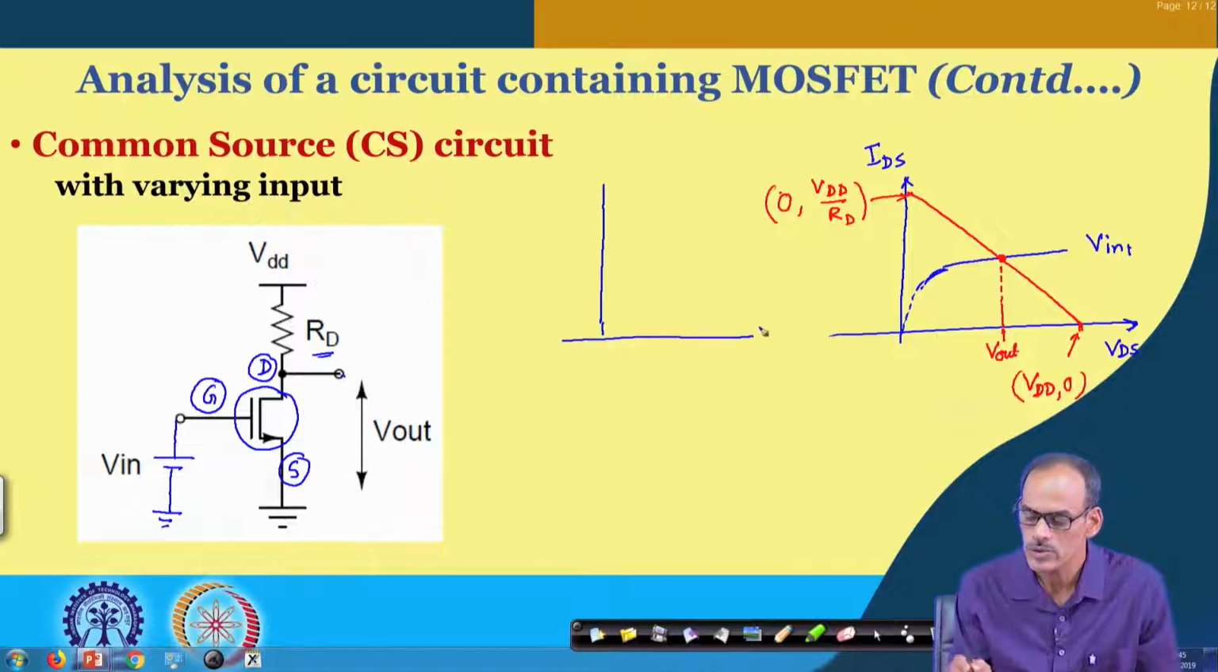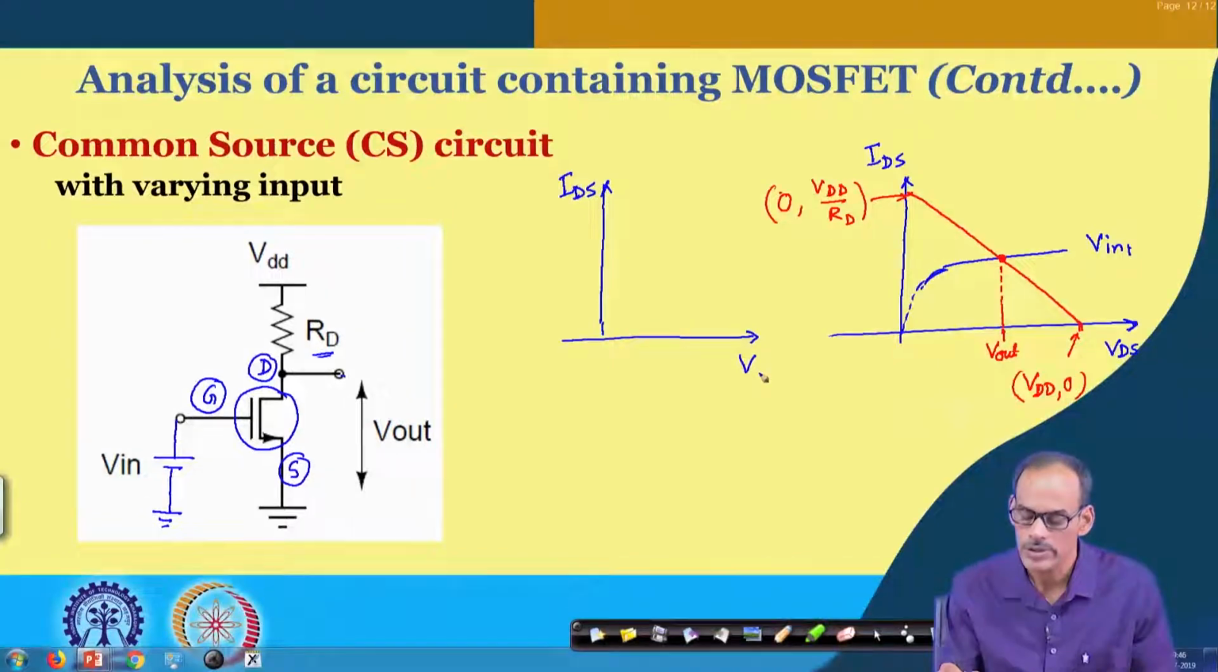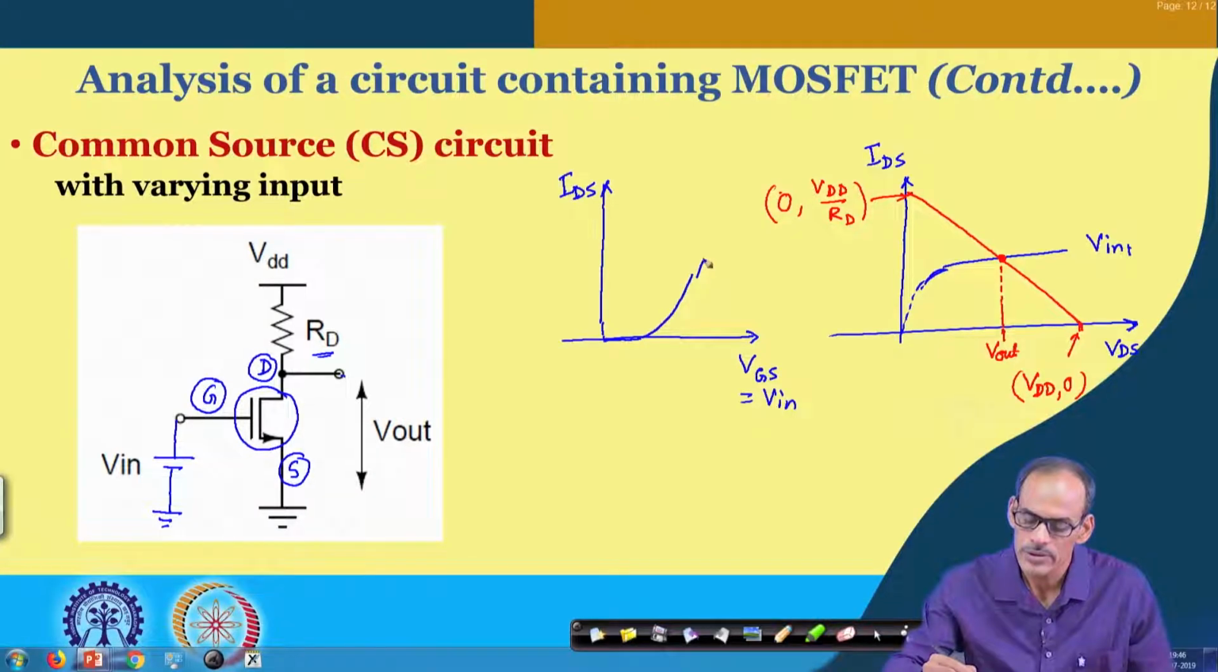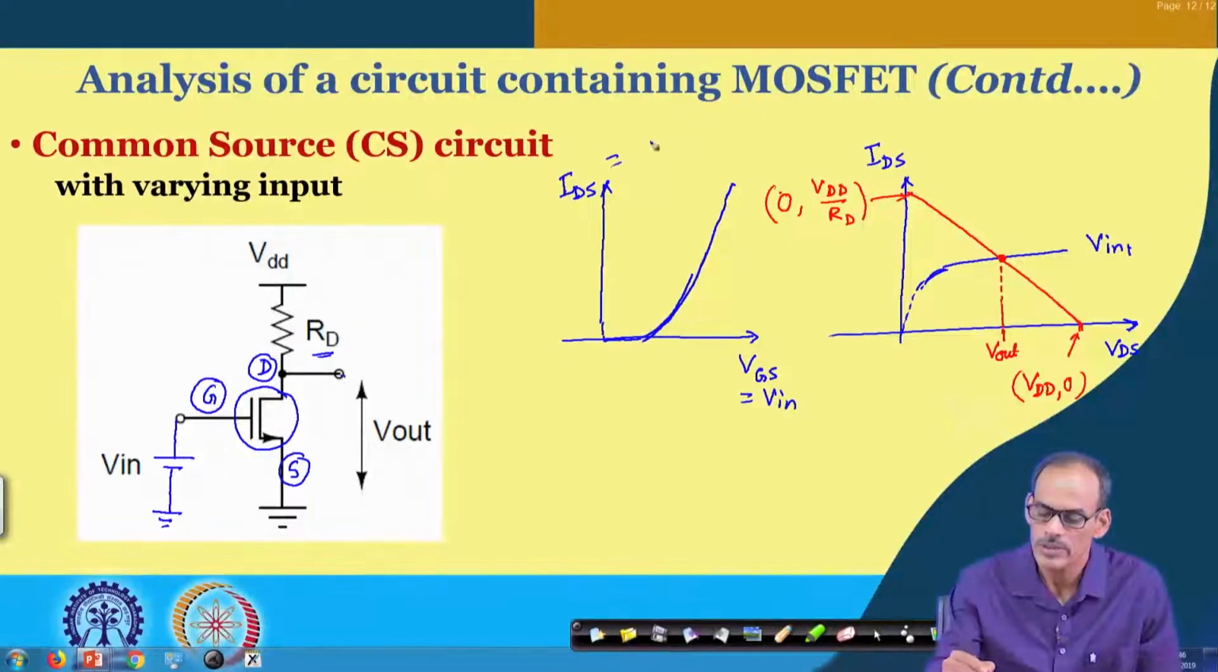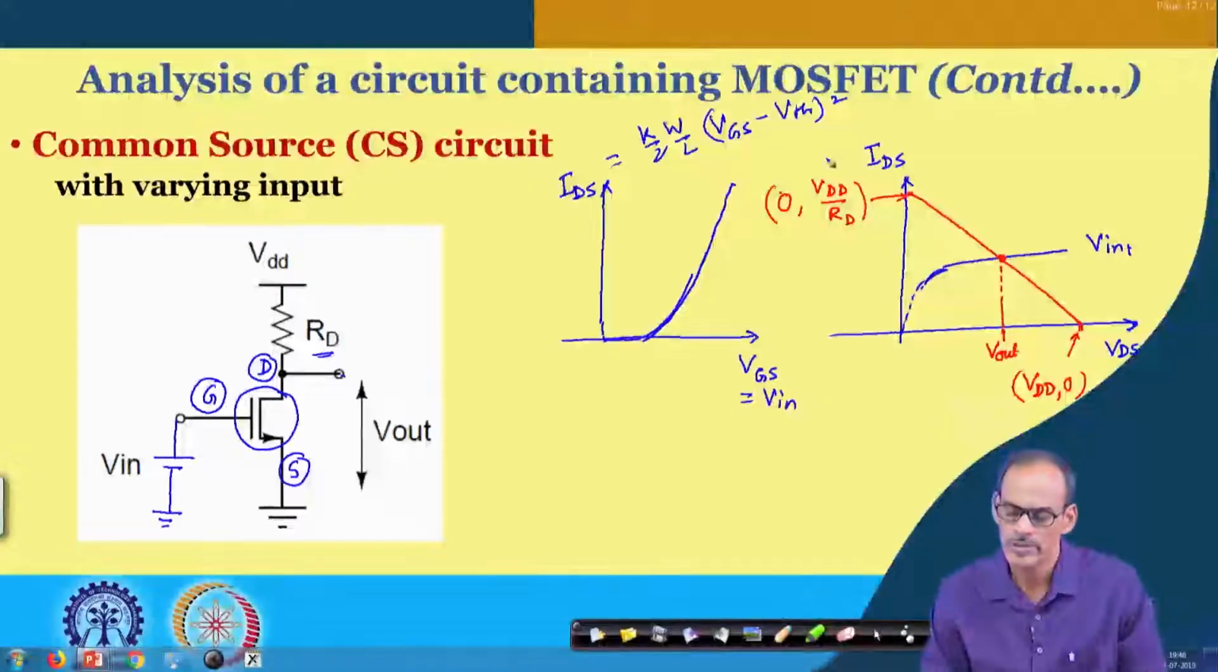So, now for a given Vin, say Vin1, how do you find the current? Then we need to consider the input to output characteristic, namely IDS versus VGS, or in this case VGS is the same as Vin. So, you may say that this is VGS which is equal to Vin, and we know that this is a square law, namely K by 2 into W by L into VGS minus VTH squared. I consider only this part, I am ignoring this 1 plus lambda VDS part.